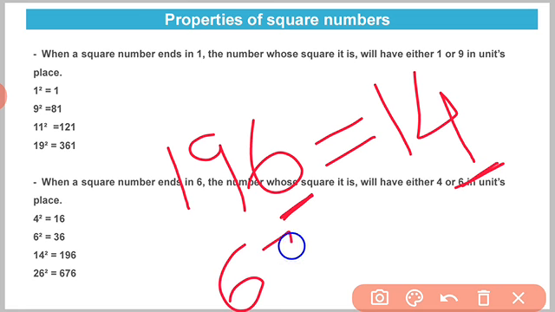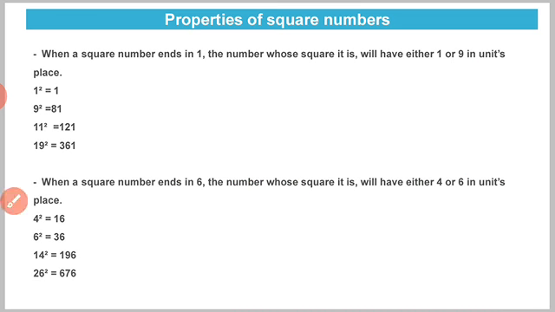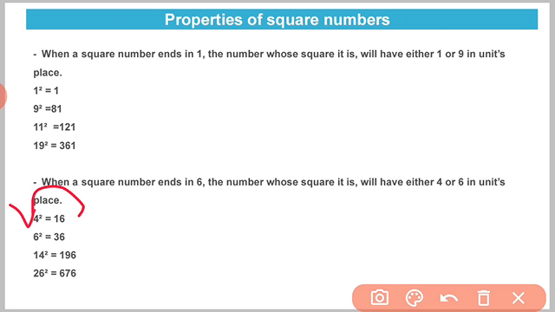Similarly, 676 is a square of 26. 676 is a square number and it ends with 6. Then 26 is the number whose square is 676, and in 26 the unit digit is 6. So we can say that when a square number ends in 6, the number whose square it is will have either 4 or 6 in its units place.